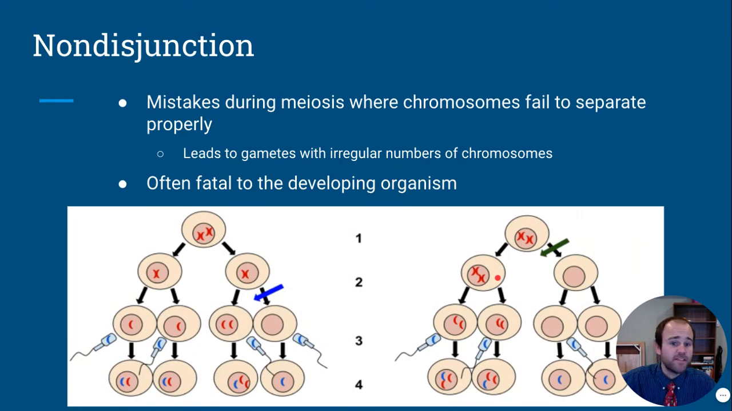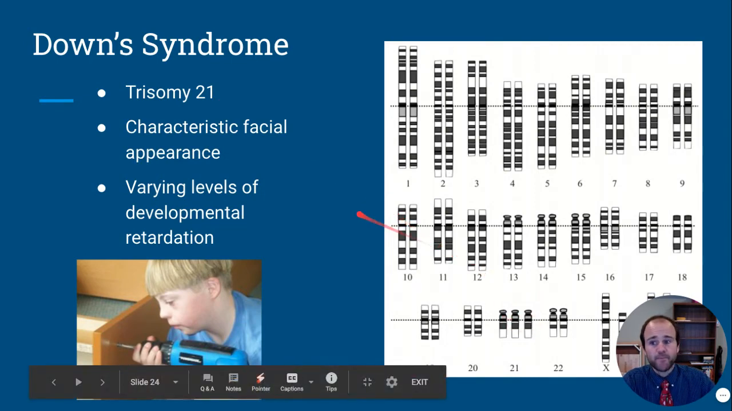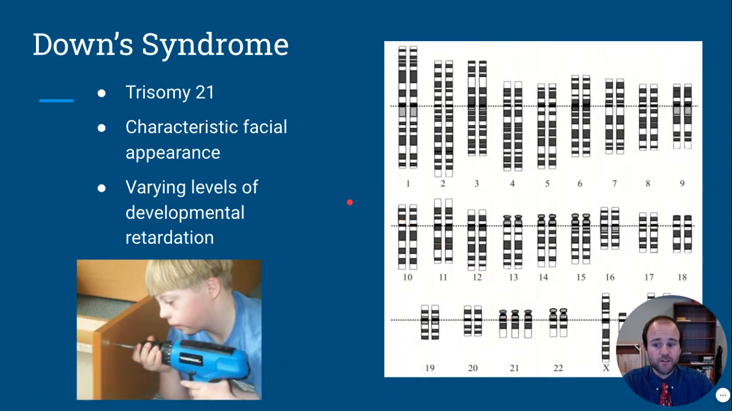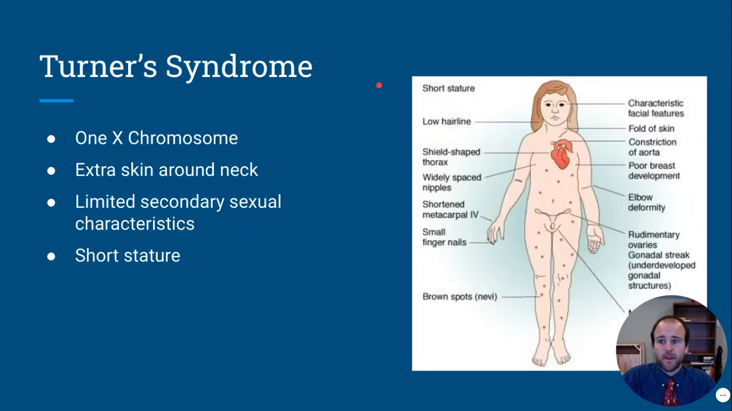This can result in a number of diseases you may be familiar with. So things like Down syndrome. This happens when the 21st chromosome fails to separate properly, and the child ends up with 3 chromosomes of that 21st pair. Klinefelter syndrome is a result of getting 2 X's and a Y. This is where you have someone who's phenotypically male but maybe has some female secondary sex characteristics. Turner syndrome is where you only have 1 X chromosome and has a variety of different physical deformations, like some extra skin around the neck, limited sexual characteristics, and are typically very short.